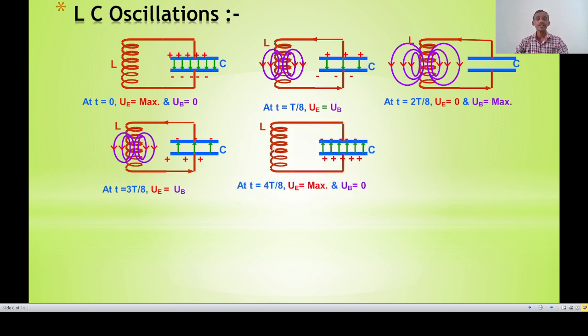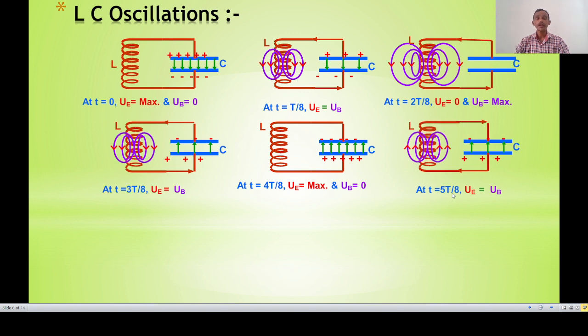At the next instant, that is t is equal to 4T by 8, the capacitor is fully charged. The energy in the inductor becomes zero, and the total energy in the system is in the form of electrical energy. But if we compare this case with the first case, here positive charges are at the lower plate and negative charges on the upper plate, whereas in the first case, positive charges are at the upper plate and negative charges at the lower plate. Now in this case, electrical energy is maximum and magnetic energy is zero.